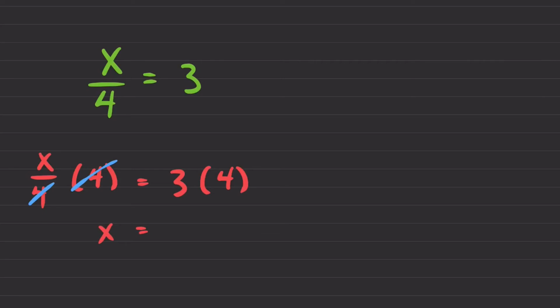x equals 12. Now remember, they cancel out because the first 4 over here, this 4 means divide by 4, this 4 means times 4. So they cancel each other out. So we actually do just get x on the left.